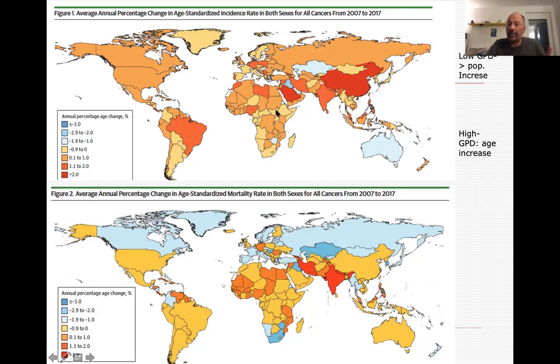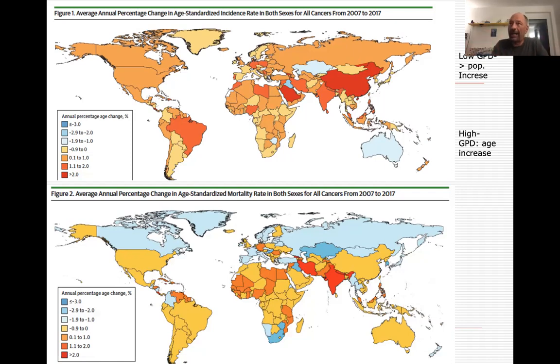But in terms of incidence, there is a general trend to increase, both in rich countries, those with high GDP, and in low GDP countries too. You see in Africa, there is a tendency to increase, also in South America, in Asia. In China, there is a strong increase. What is the reason for that? This is different, of course. For low GDP, this is mostly due to the population increase.